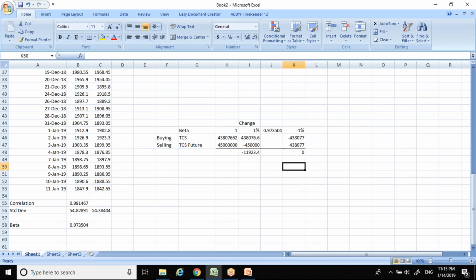So beta is basically the multiplier. You need to get the beta of the portfolio with the index, and then you can hedge your portfolio with the index. So that's the same thing.